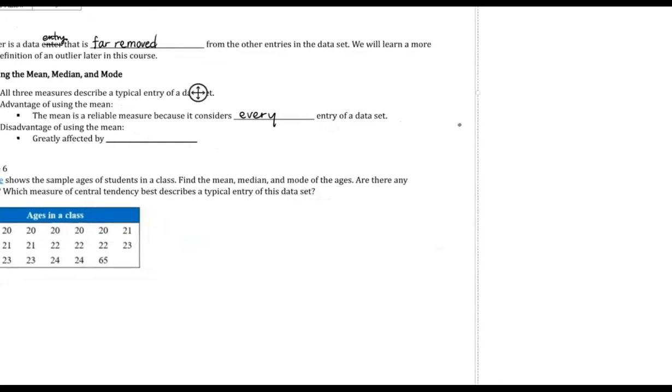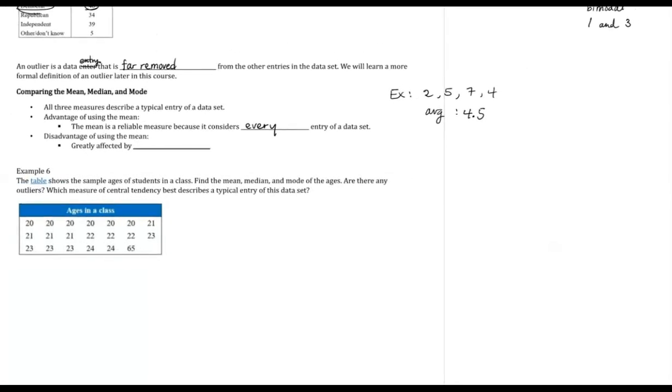Here's a quick example. Let's give a small example. Let's say I have a data set of 2, 5, 7, and 4. If I average those numbers together, 2 plus 5 plus 7 plus 4 is 18, and 18 divided by 4 gives me 4.5. The average of that number is 4.5. So I added all those numbers together and divided by 4.